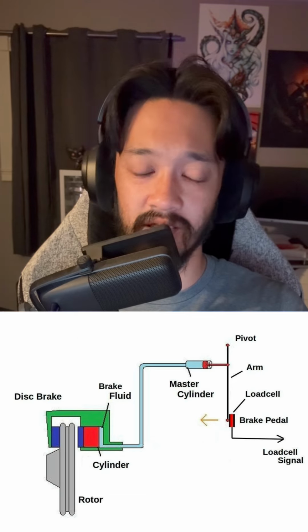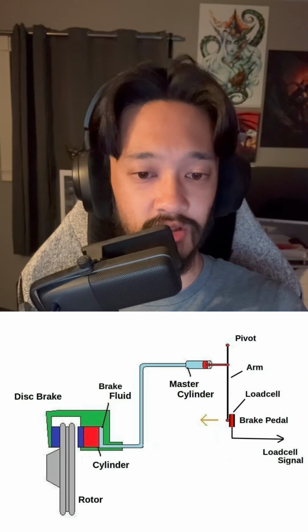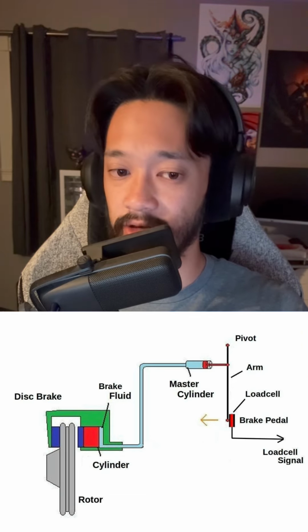Well, they're slowing us down by converting our kinetic energy into thermal energy. Now, this is done through friction. The friction is proportional to the amount of force that we're able to apply. But how do we apply enough force to generate enough friction to stop? Because I don't have to stomp as hard as I can on my brakes just to stop normally. Well, that's because we use mechanical advantages in our braking system.